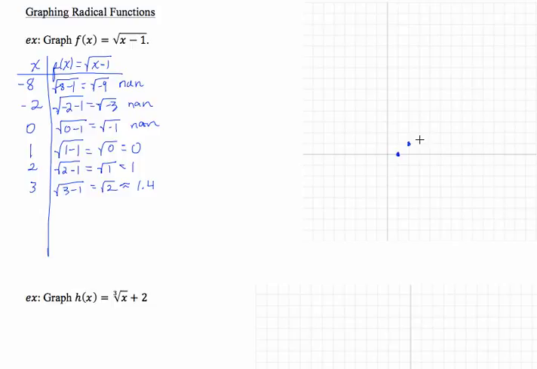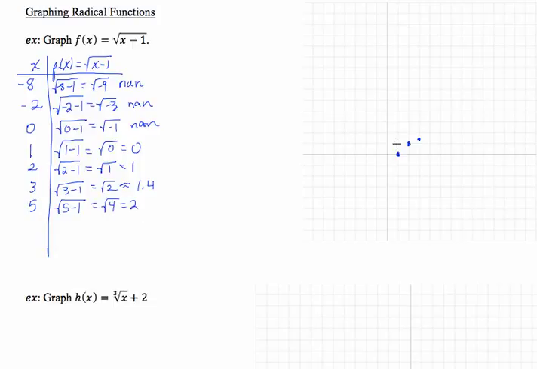And then from here on out, I'm just going to pick numbers that will give me perfect squares under the radical so that I don't have to approximate. So you'd say, okay, the next perfect square is 4. What number x do I need to plug in so that I get a 4 under the radical? Well, that would be 5 because we're taking 1 away from it. So if we take 1 away from 5, we do get square root of 4, which is 2. So that's an easy one to plot.